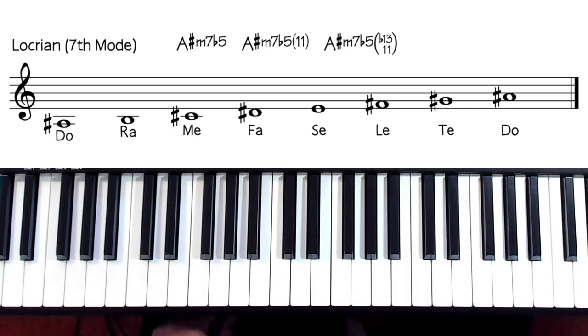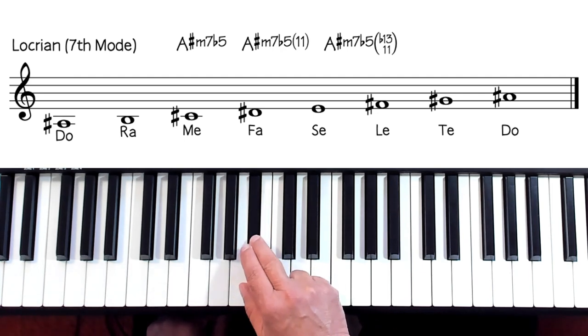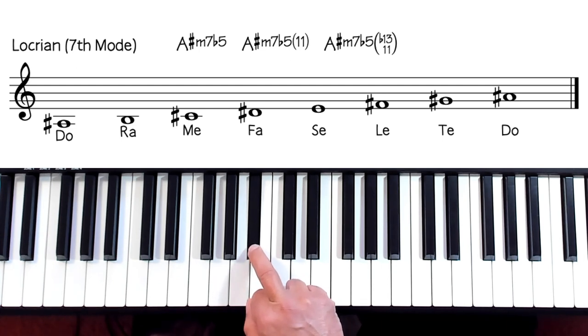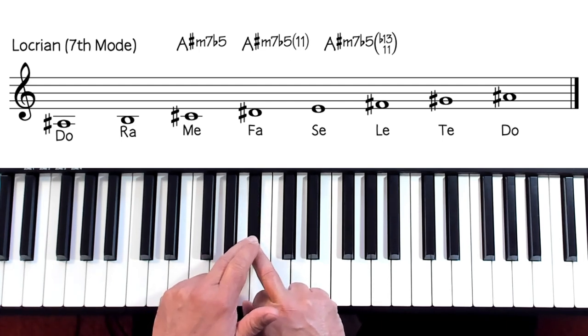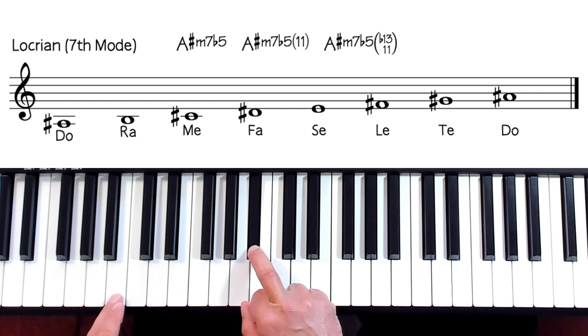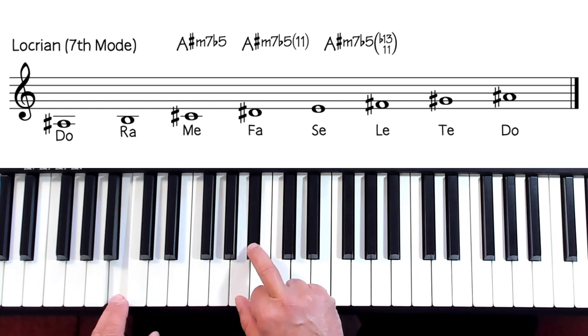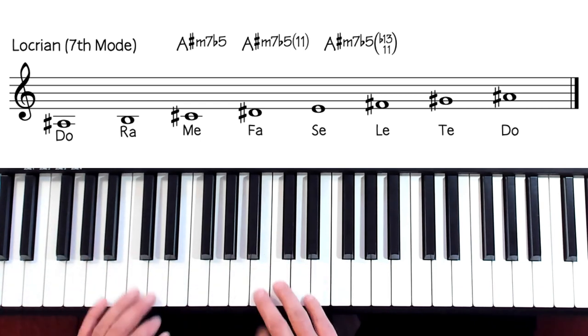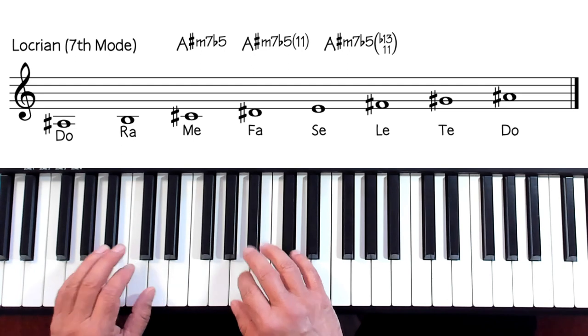Locrian mode. And why did I change it from B flat to A sharp? Because Locrian mode on this note, on B flat, actually should be called A sharp because it's related to the key of B. It's related to the key of B, yeah? So in this case, then we have to call it A sharp, not B flat. So why don't we start? Yeah, Locrian mode on A sharp.